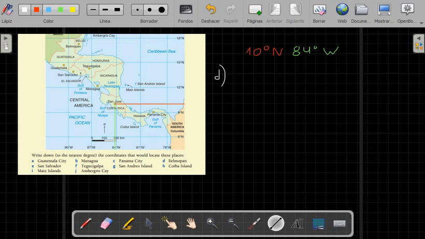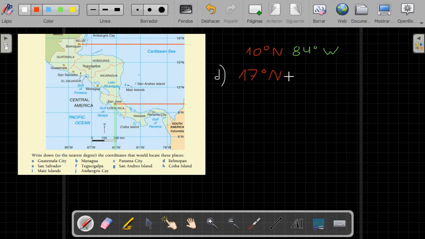We draw a horizontal and straight line to the latitude reference, and we are between 15 and 18 degrees. And so it's possible to say that it's 17 degrees north. Podríamos decir que serían 17 grados norte.